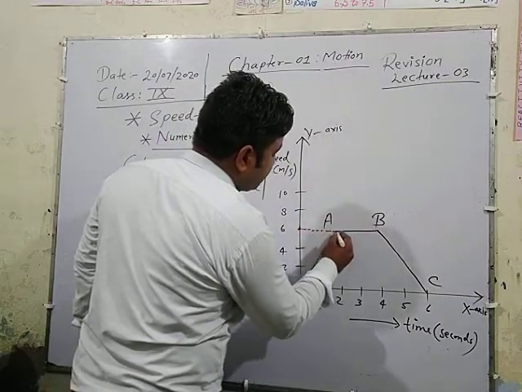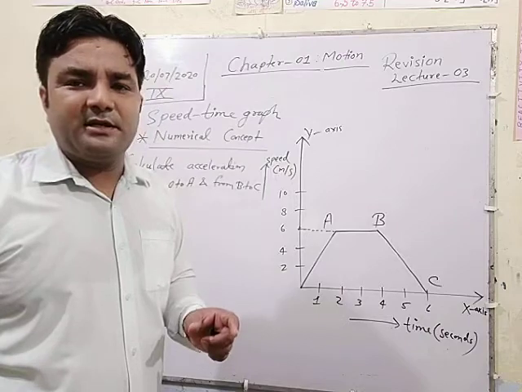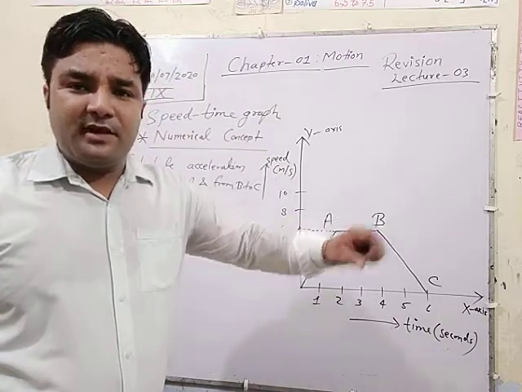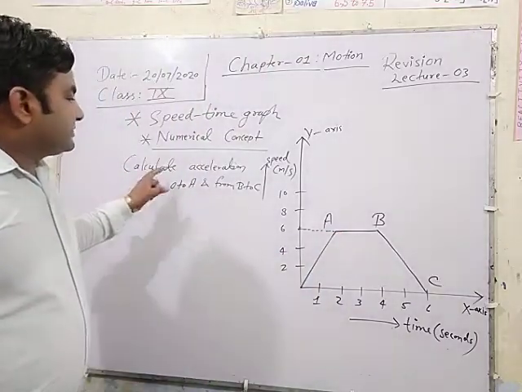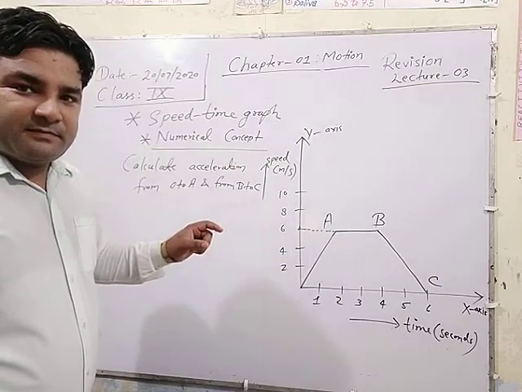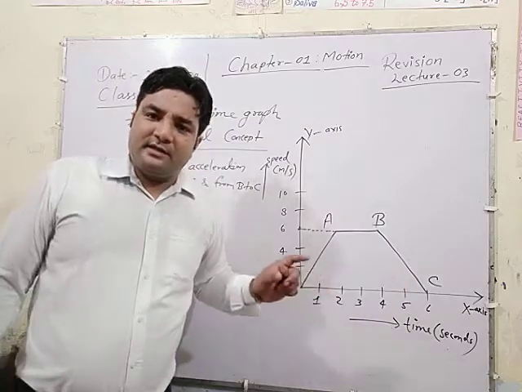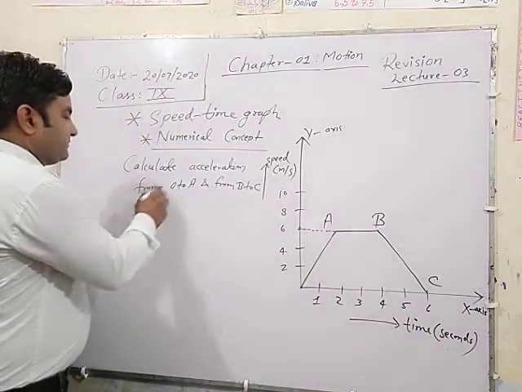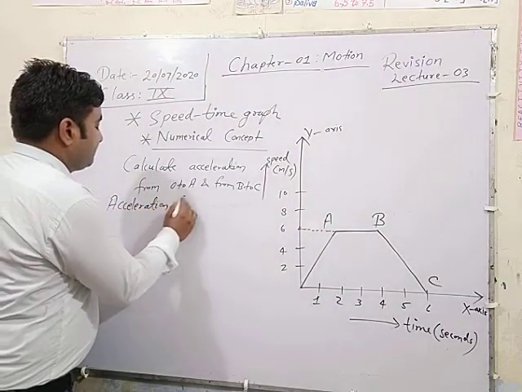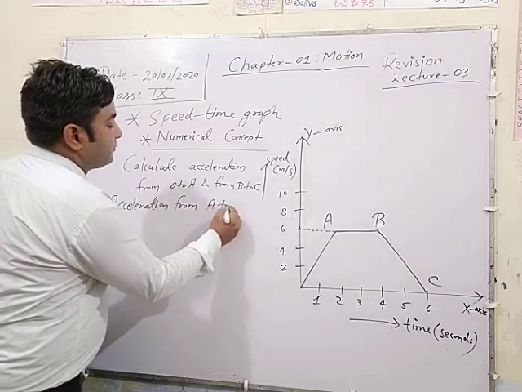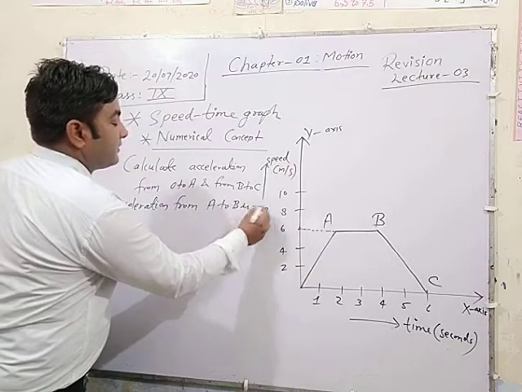It means there is no change in speed from A to B. Whenever there is no change in speed, it means what? It is moving with uniform speed, so acceleration is the same from A to B. But we have to calculate acceleration from O to A and from B to C, where the acceleration is changing. Acceleration from A to B is 0.